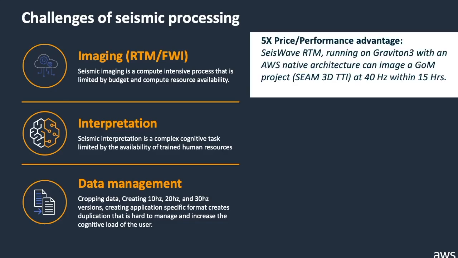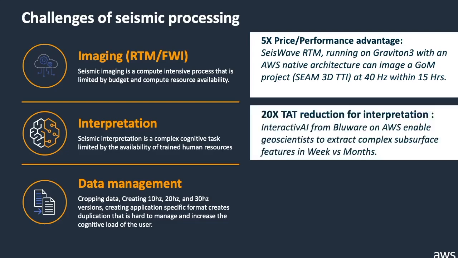Working in collaboration with AWS partner Seiswave, we're able to improve the price and performance of seismic imaging processing by 5 times with Seiswave RTM software running on Graviton3 processors designed by AWS and an AWS native architecture. Running on AWS helps remove those barriers of limited budget for compute power.